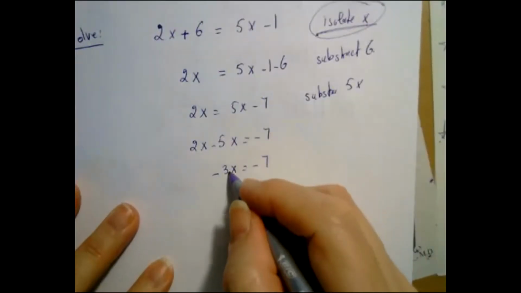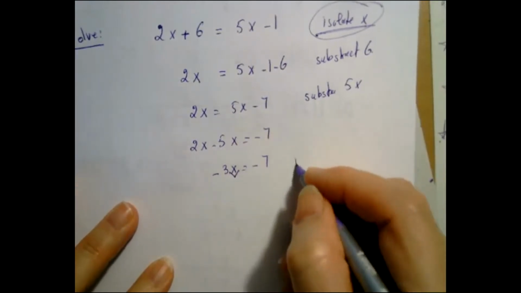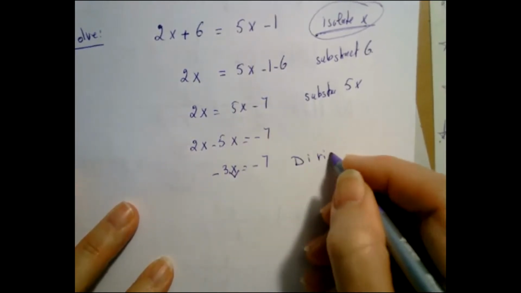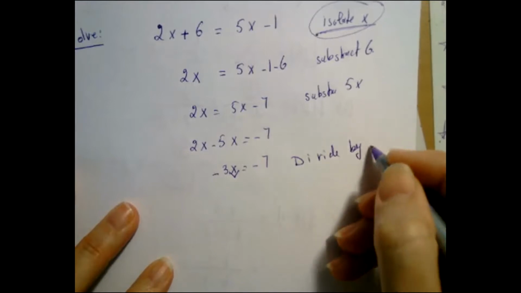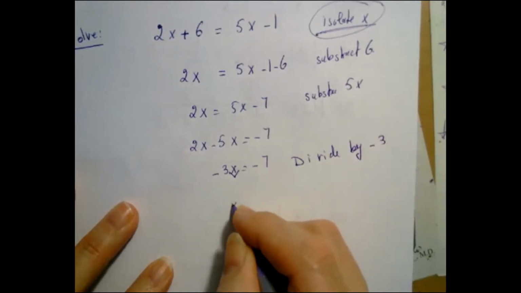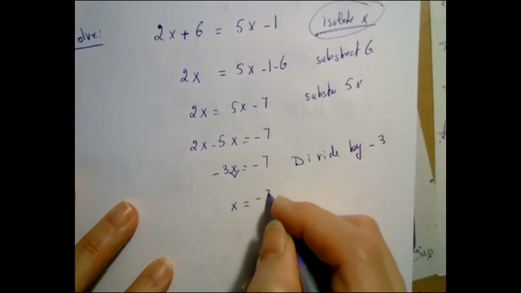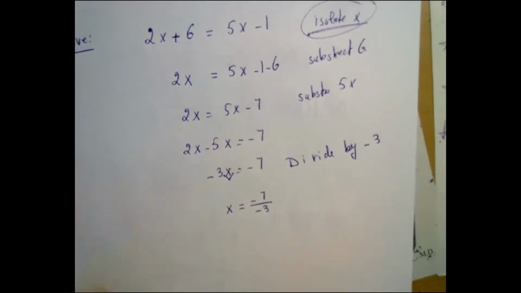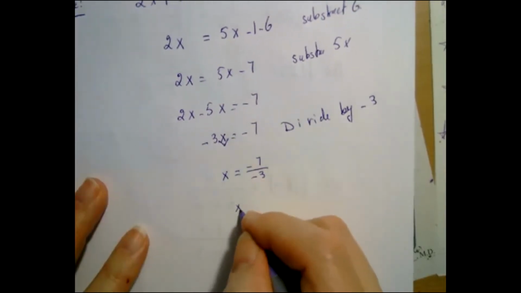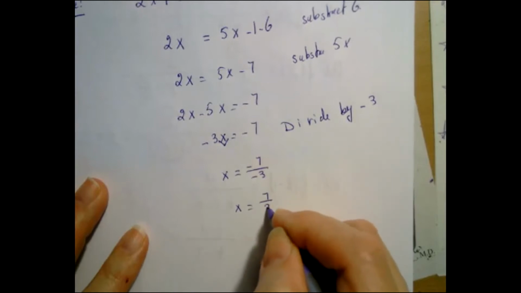And then I need to isolate my x. I have to divide by minus 3. So x is minus 7 over minus 3. It means x equals 7 over 3.